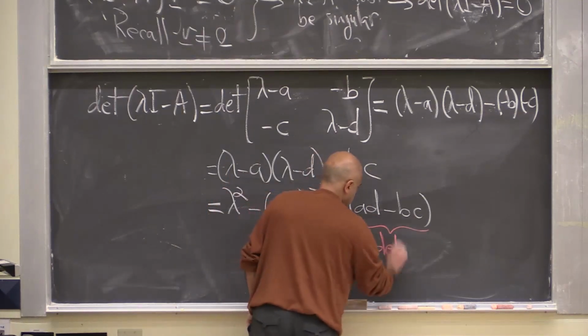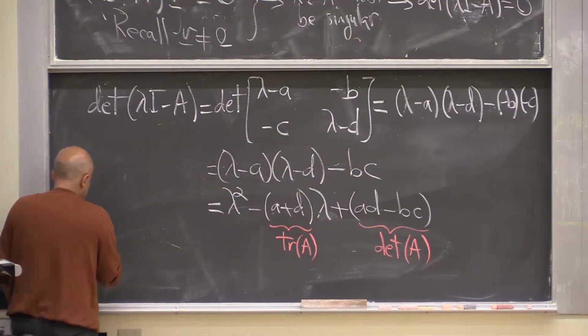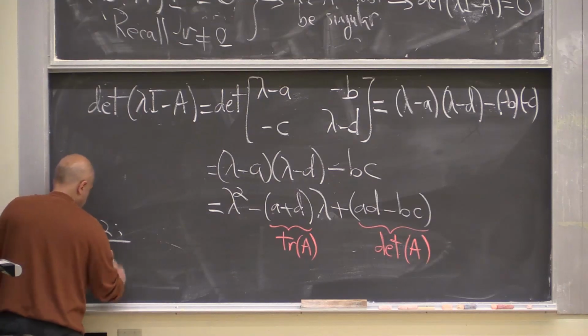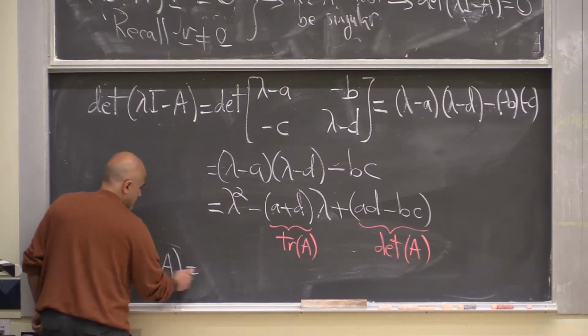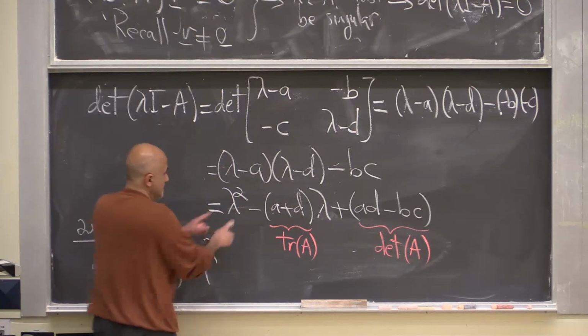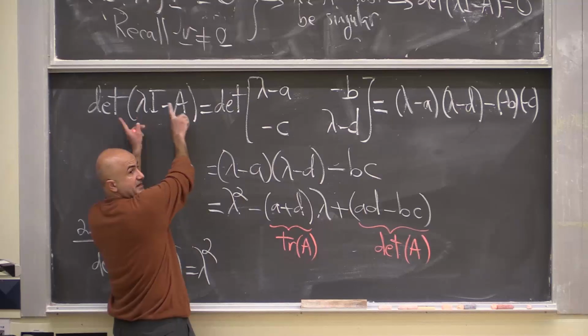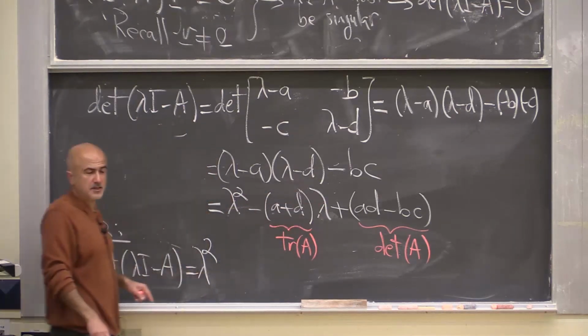Determinant of A. So for 2 by 2 matrices, the determinant of lambda I minus A is equal to lambda squared. Notice the lambda squared showed up first. That's because I wrote this in terms of lambda I minus A. If I had written A minus lambda, then I would have had some visual clutter.